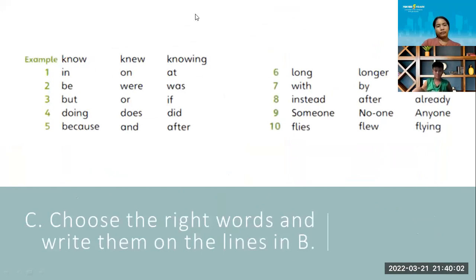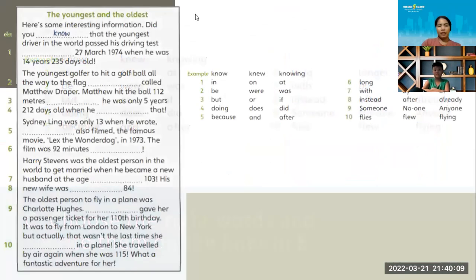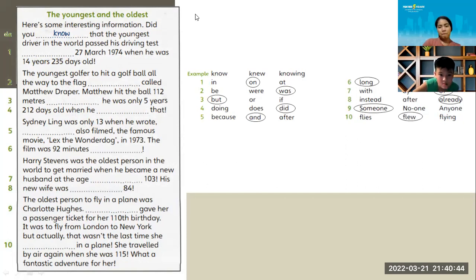Okay, so now choose the right words and write them on the lines in B. Can you see it? Yes, I can see. Okay, so that is the correct one. I know you don't know how to answer in that. So have you already understood? Yes, I understand. Okay, so on 27 March 1974, number one we have on, okay? Can you please take a picture of that so that you can study?